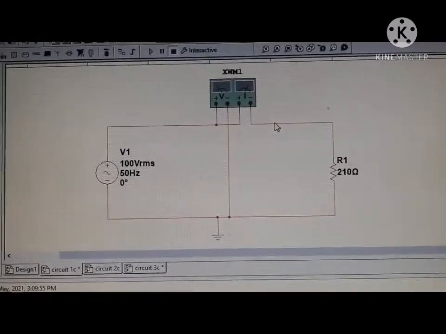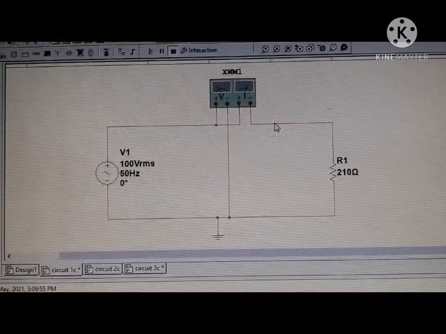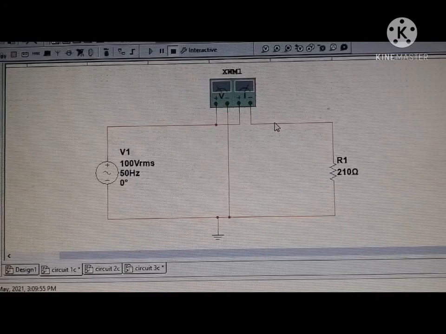Alright, good evening everyone. So for experiment 2, power in AC circuit, we have 3 activities here. Alright, so we proceed with activity 1 first.